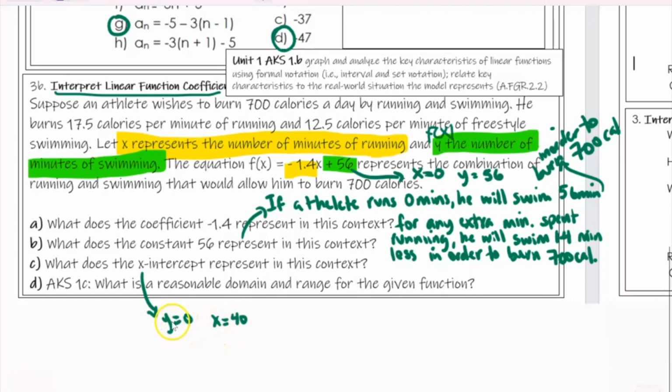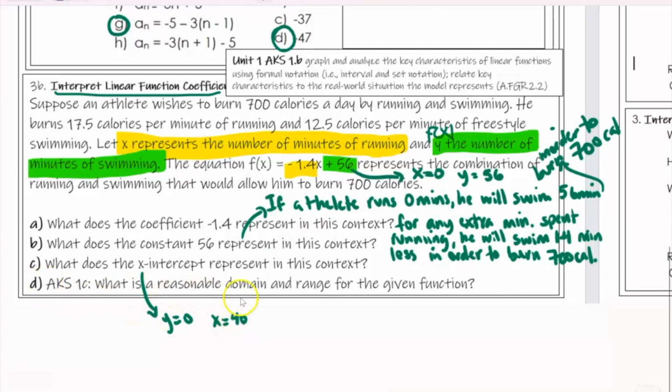Or you can write in a different order. You could say, because Y is swimming, if the athlete swims for 0 minutes, he will need to run for 40 minutes in order to burn 700 calories. And you can rearrange that sentence however you want, as long as you have Y, which is swimming, and X, which is minutes running, in your sentence with the numbers and the athlete.